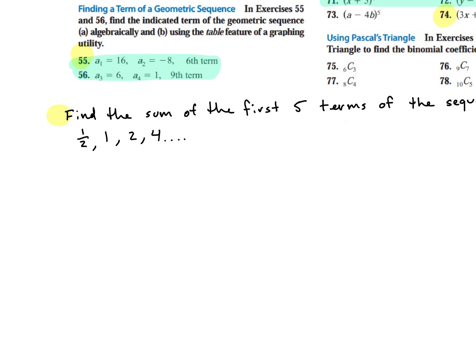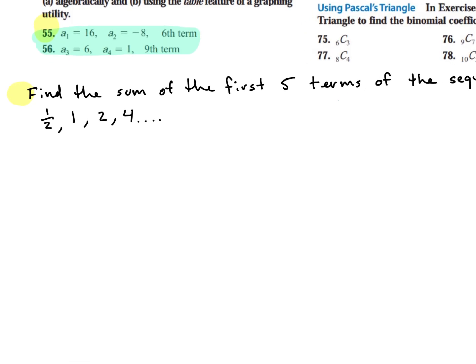So kind of like what I was saying, we'll start with the one that I added on the bottom here. It says find the sum of the first 5 terms of the sequence. We can see the pattern. What are we doing to get from one number to the next? We're multiplying by 2. So that would make this a geometric sequence. Times 2, times 2, times 2.